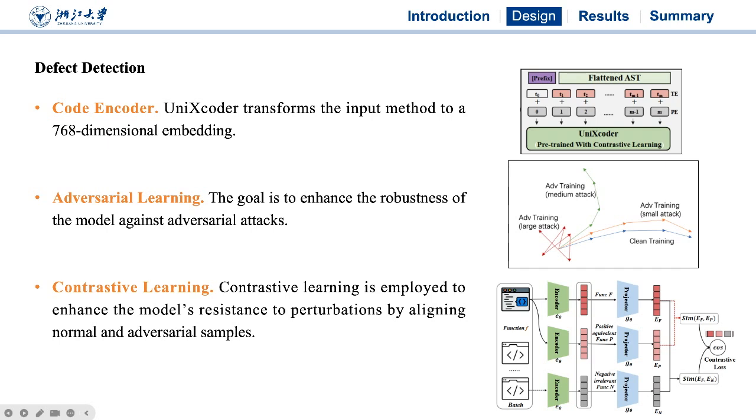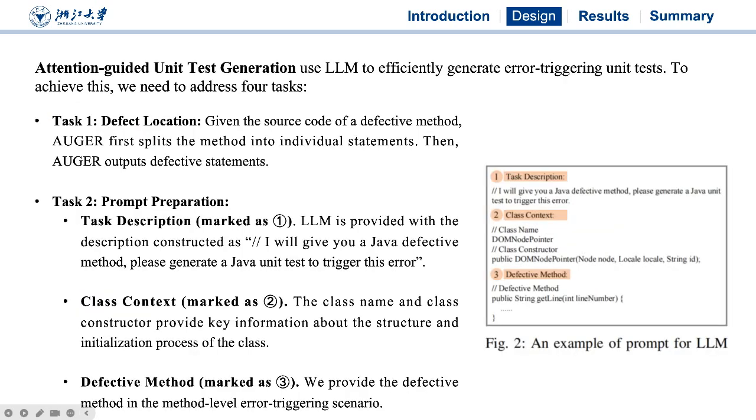Contrastive learning is used to enhance the model's resistance to disturbances by aligning normal samples with adversarial samples. The training objective is to fine-tune the network so that the encoded representations of normal samples and adversarial samples are as close as possible. In the second stage, we utilize LMs to efficiently generate unit tests that can trigger errors.